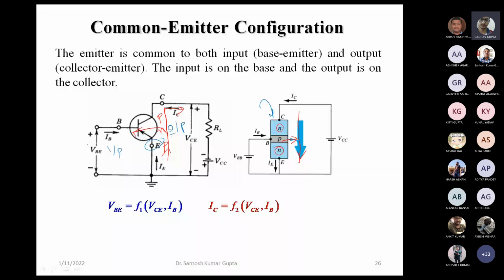So in this case also, the voltage VBE can be set to be a function of VCE and IB input. Similarly, IC can be set to be a function of VCE and IB here. So this gives the input characteristic here, and this gives us the output characteristic here.